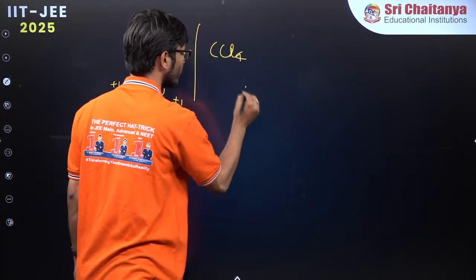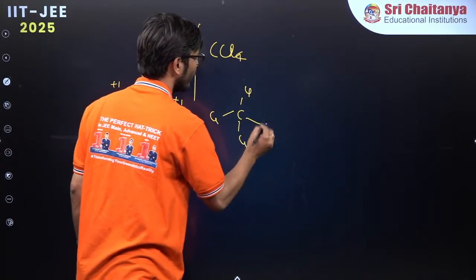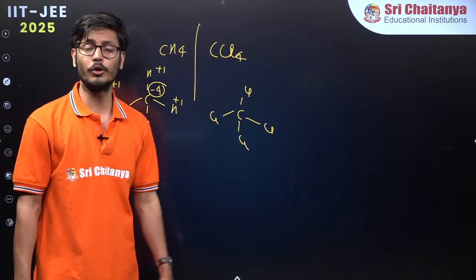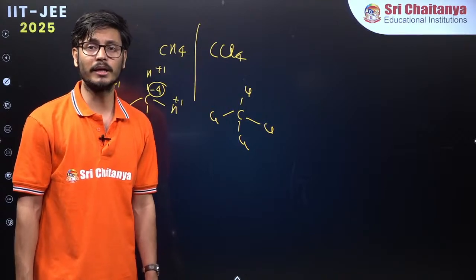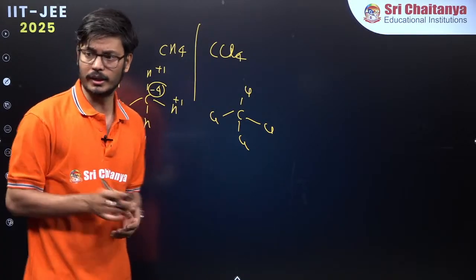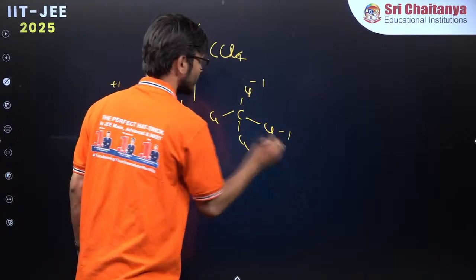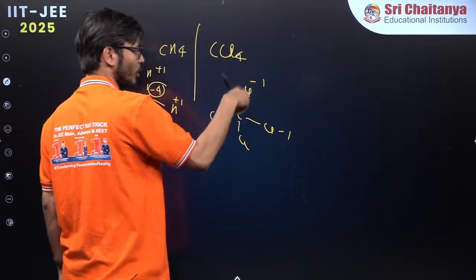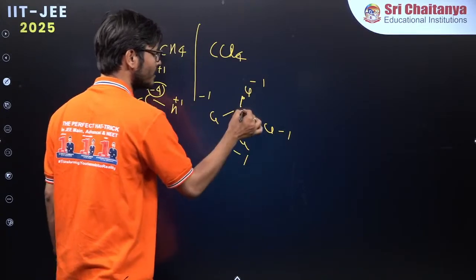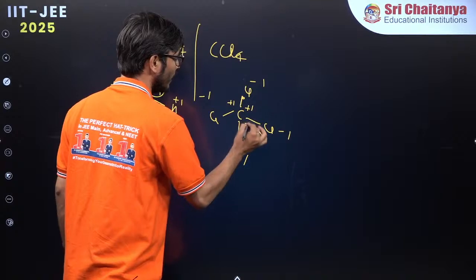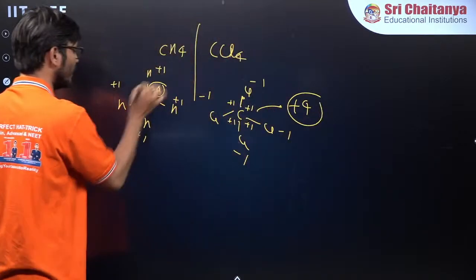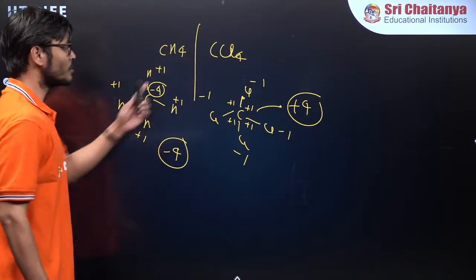Come to CCl4. Now, which one is more electronegative, chlorine or carbon? Chlorine, right? So chlorine will have minus 1, single bond. Single bond means only one electron will get transferred. So minus 1, minus 1, minus 1, minus 1. Due to every minus, carbon gets plus 1, plus 1, plus 1 and plus 1. So what is the total charge? Plus 4. And what is the minimum? Minus 4, right?